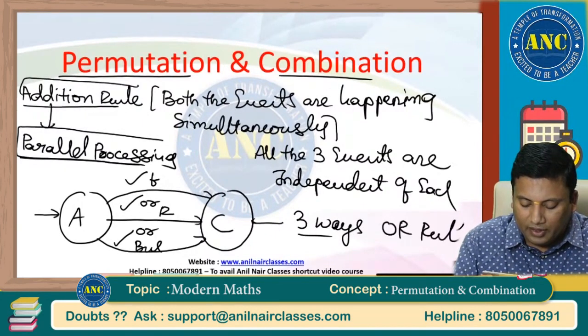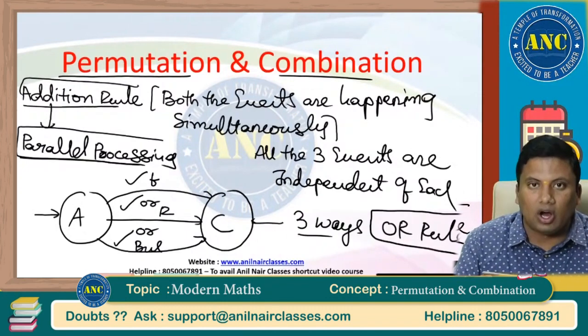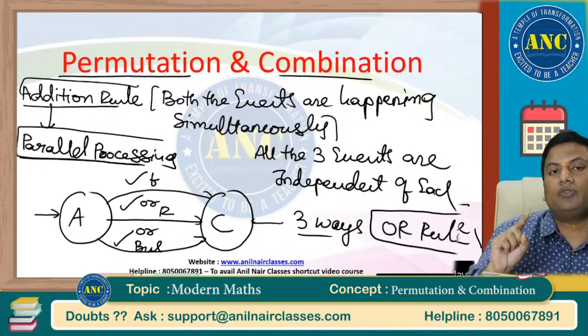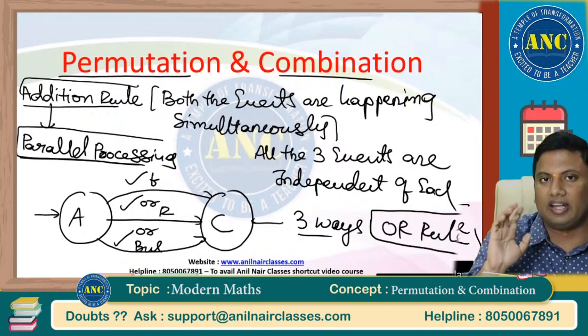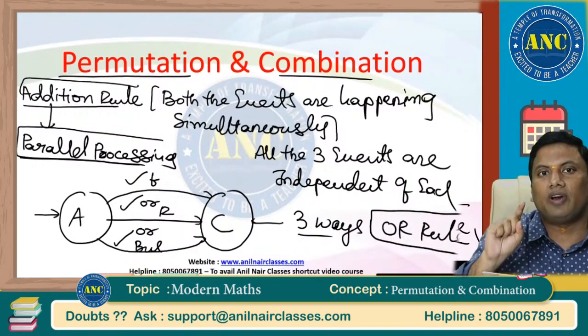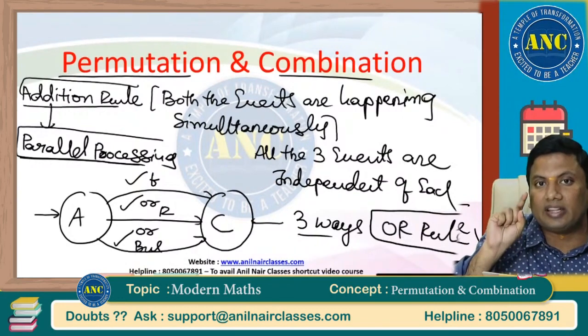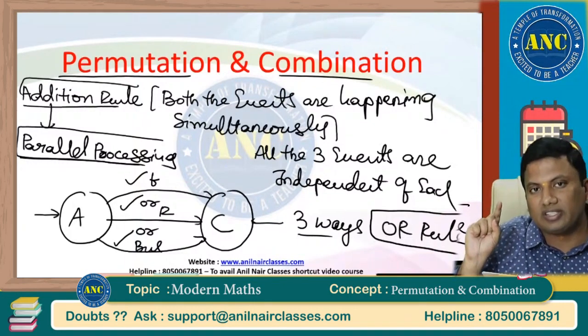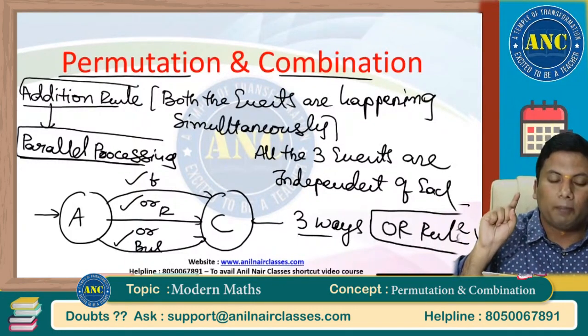One is the and rule, another is the or rule. And rule is used when one event follows another event. Or rule is used when all the events are happening at the same time. One is for serial processing, another is for parallel processing.